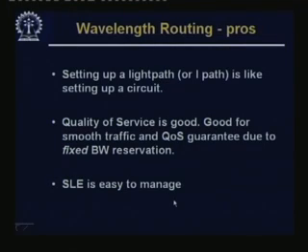Now, for this wavelength routing, this is the kind of thing we are doing. What are the pros? That means, what are the good points about it? Setting up a light path or an L path is like setting up a circuit. You remember that we had talked about circuit switch networks and packet switch networks. In circuit switch networks, specifically the telephone circuits, even today maybe a majority of them are circuit switch.